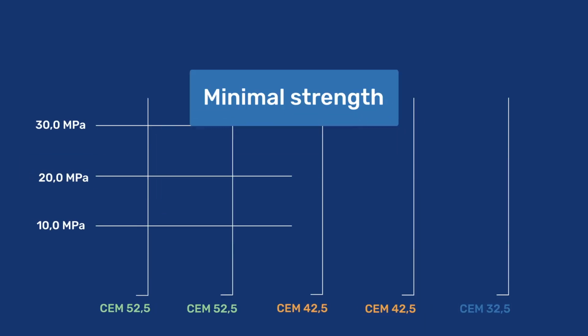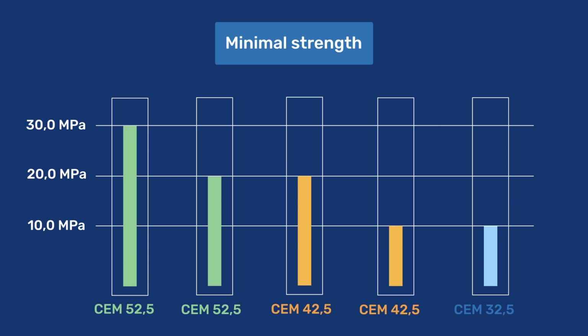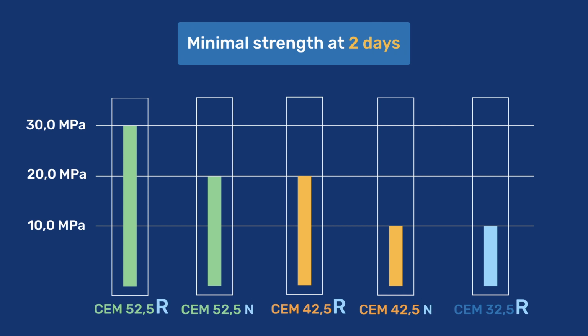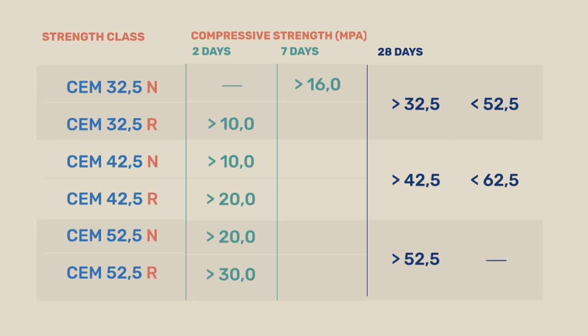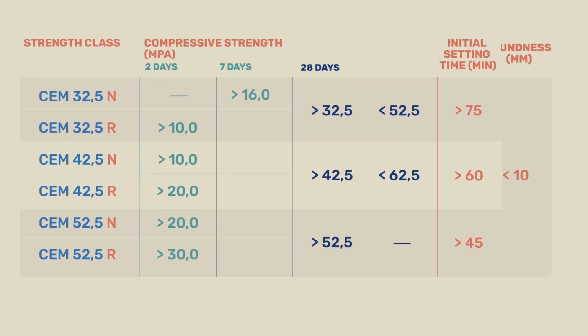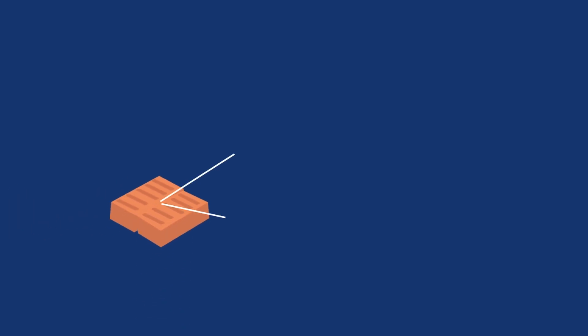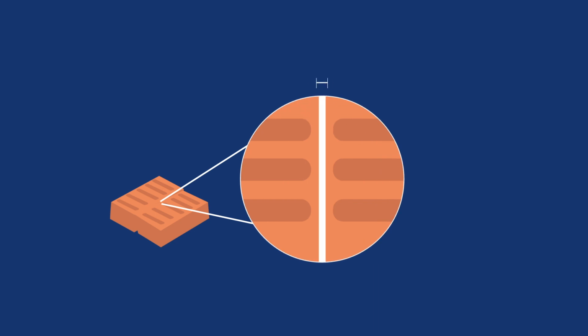Further to this, a minimal strength is generally also defined with the same type of mortar, typically at 2 days. They are labeled with N or R for normal or rapid respectively. Our previous strength table is thereby expanded and shown here. Additional characteristics of cements are the initial setting, as well as soundness, which is a maximum expansion underwater that the mortar should not exceed after hardening.